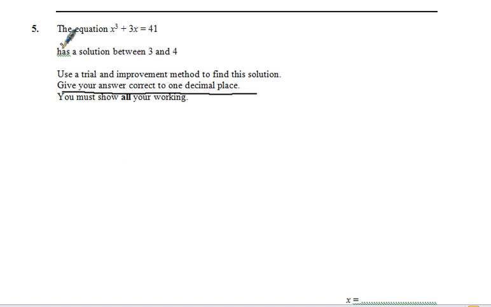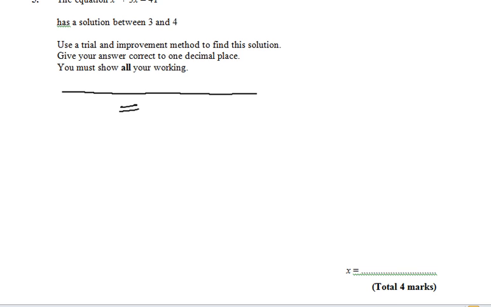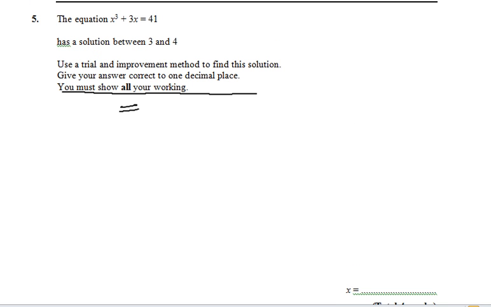So as you see, they're saying that this equation has a solution somewhere in between 3 and 4. Use a trial improvement method to find the solution. Never stop reading. Some of you were so quick to start doing a table or writing your solution straight away, not finishing reading the question. Give your answer correct to 1 decimal place, and you must show all your workings. Alright, because actually this was question 4, as far as I remember, 4 marks. And so you had to be really careful with what you're writing there, okay?